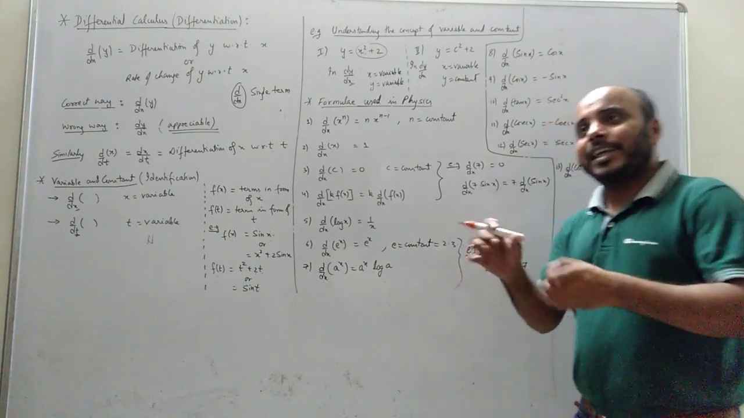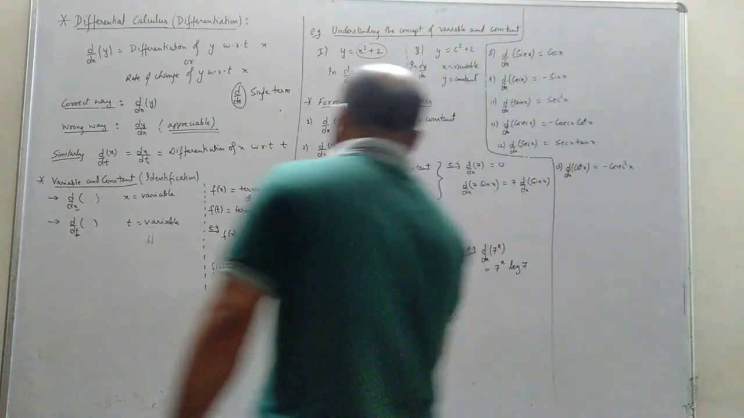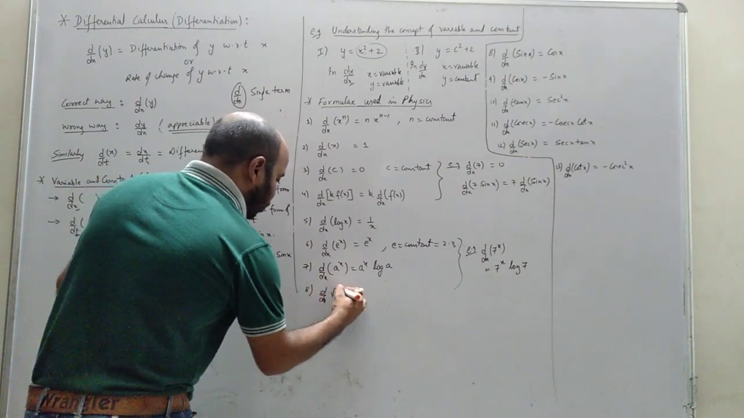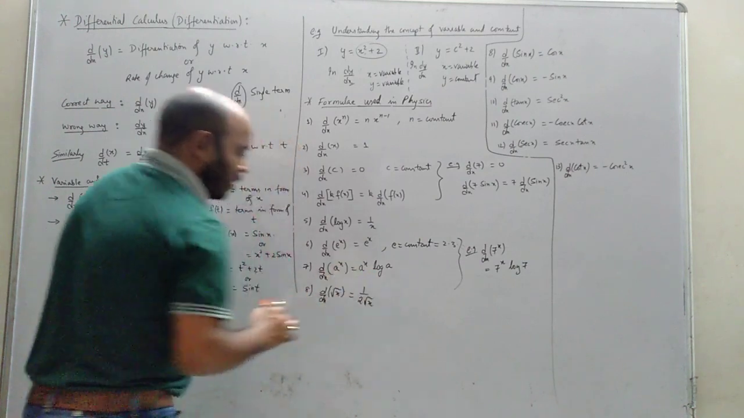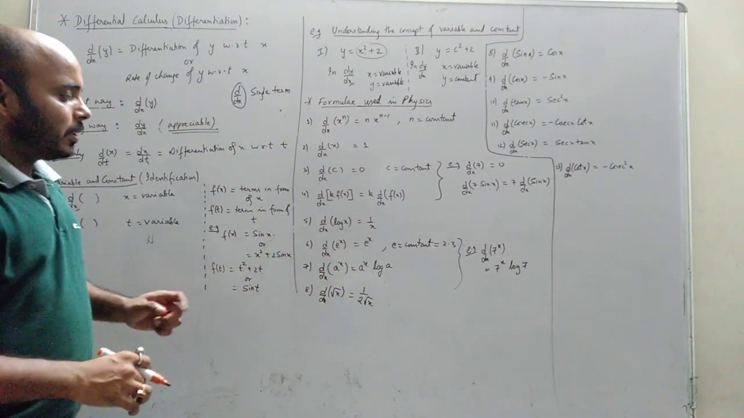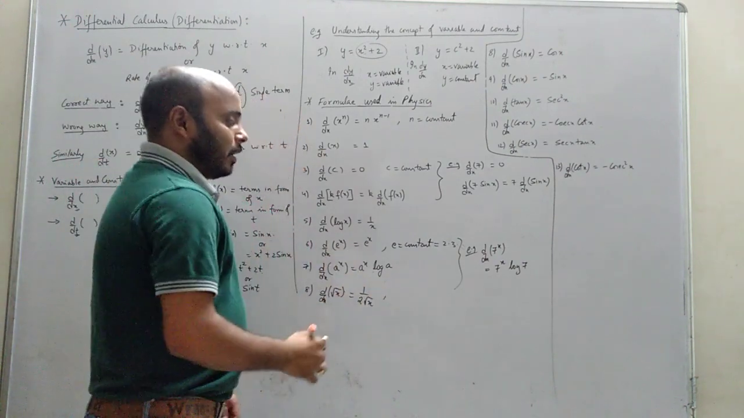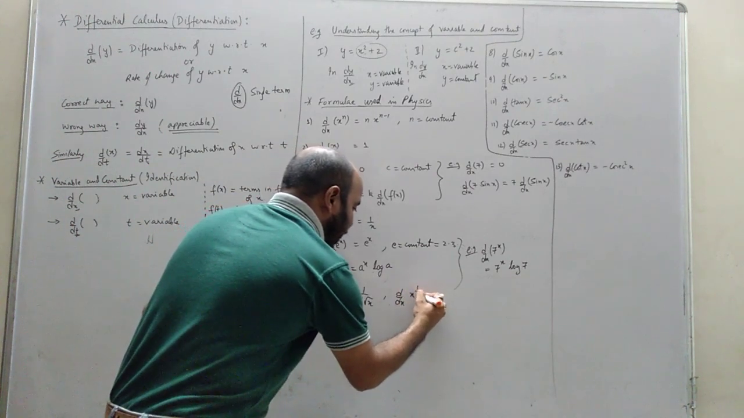Okay, constant, it can take any constant value. Okay, now let's take the next one. d/dx of root x is equal to 1 by 2 root x. Now a few students think about this formula in a different way. They say, sir, it can be considered like this: d/dx of x to the power half.